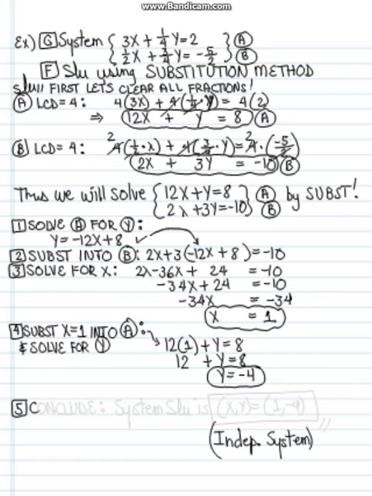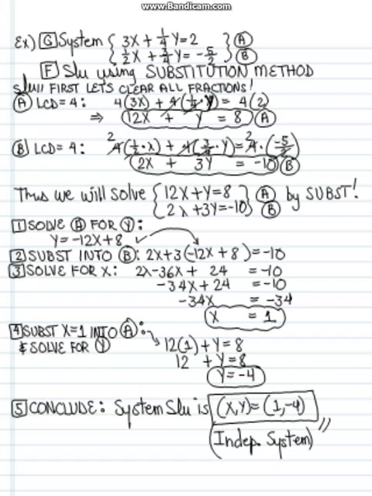Step 5, we're going to conclude our solution to the system. The solution to the system of equations is (x, y) equals (1, negative 4), 1 for the x coordinate, negative 4 for the y coordinate. And you'll notice that this system is an independent system because we have finitely many solutions. We have solutions, and there's finitely many.